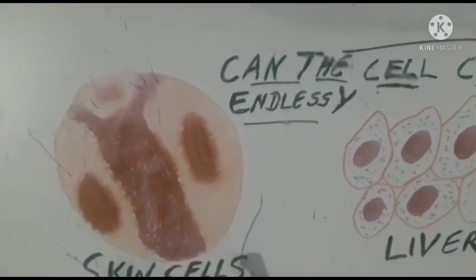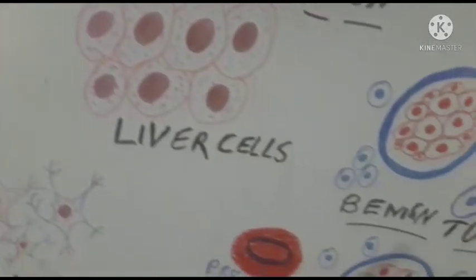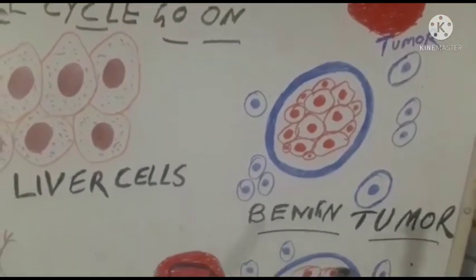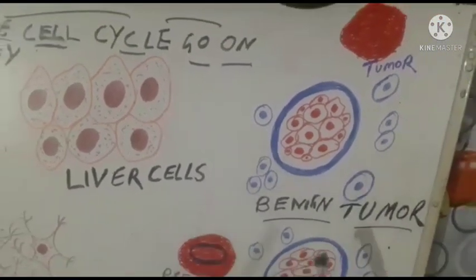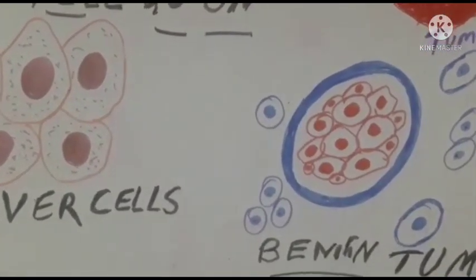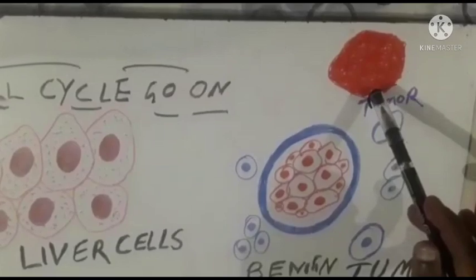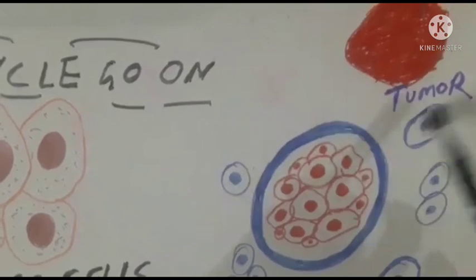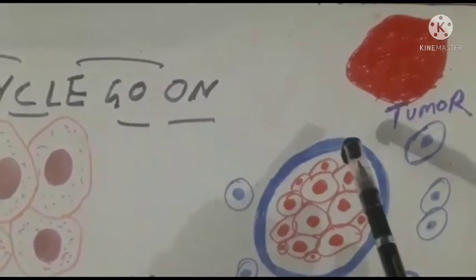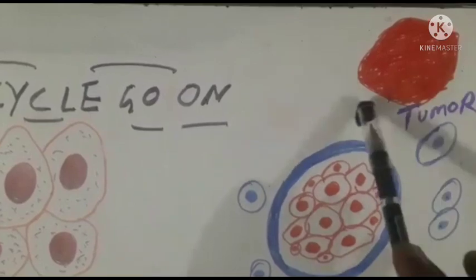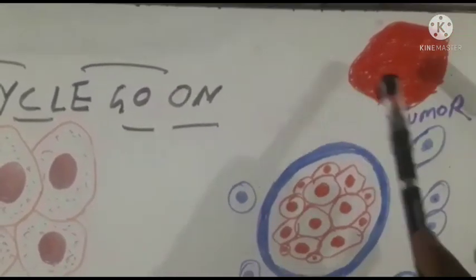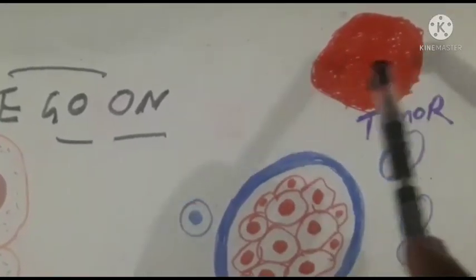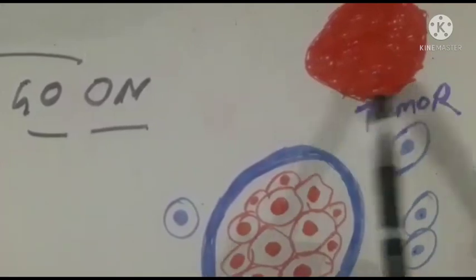Uncontrolled non-stop cell cycles may lead to tumors that may or may not be cancerous. Here you can see a tumor is a mass or lump of tissue that may resemble swelling.